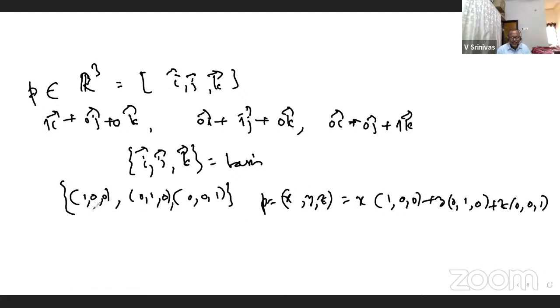This can be written as a linear combination of these three mutually orthogonal elements. P is in the linear span of these three linearly independent vectors 1, 0, 0, 0, 1, 0, and 0, 0, 1. And because of this possibility that this set spans the space R3, we say this is a basis for R3. And you have to convert these into the terms of set theory. This is what we do in linear algebra.